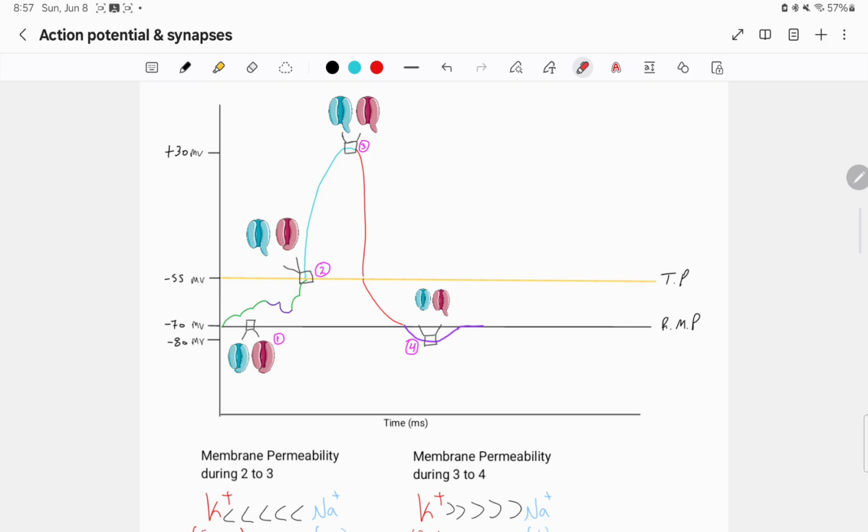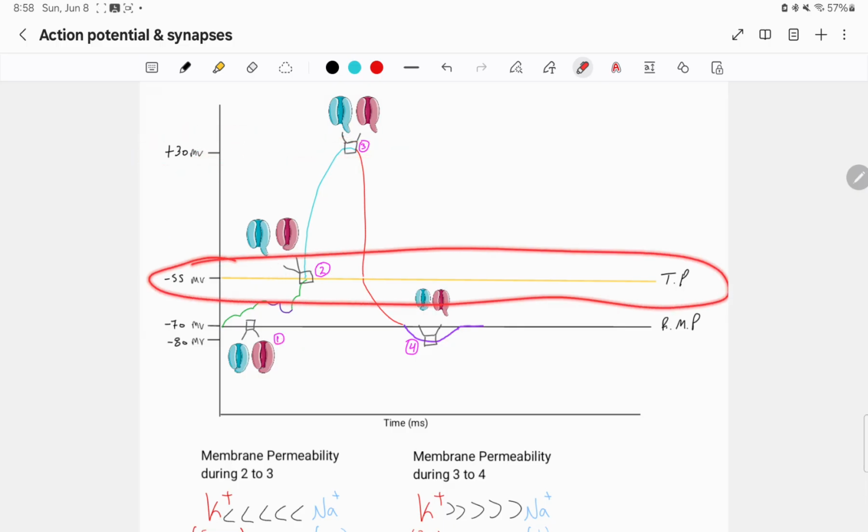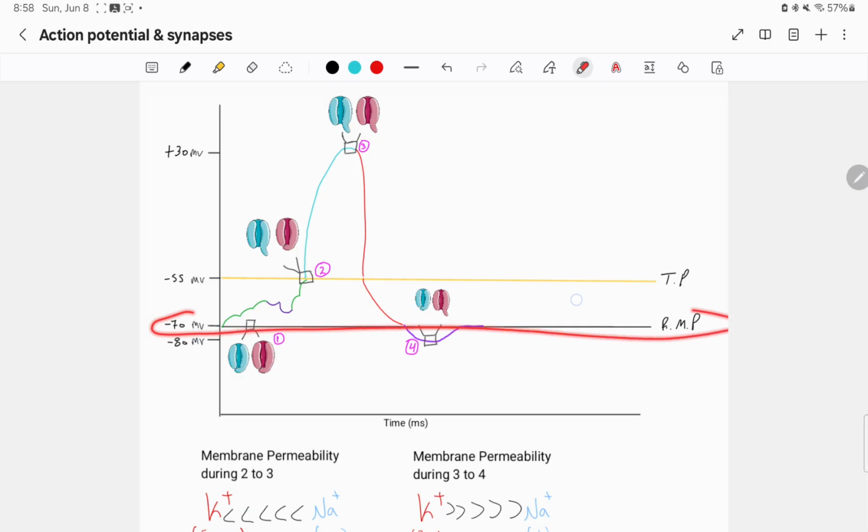Alrighty. So now, remember, we have our depolarization phase, repolarization, and the hyperpolarization phase. And this is, of course, just our triggering event or our graded potentials. We know that the peak of depolarization is positive 30. We know that our threshold potential is negative 55. And we know that our resting membrane is negative 70. And we know that at the end of hyperpolarization, we come to negative 80.